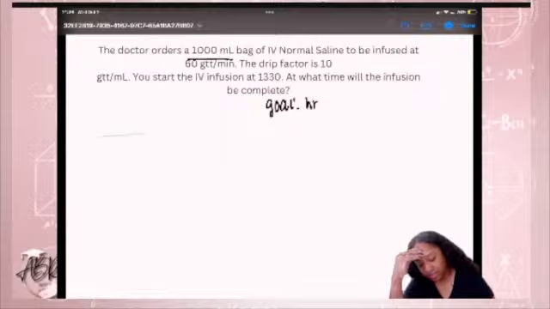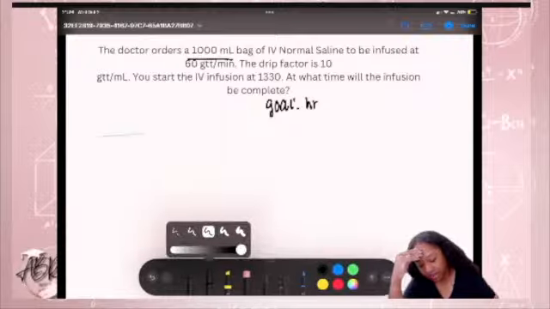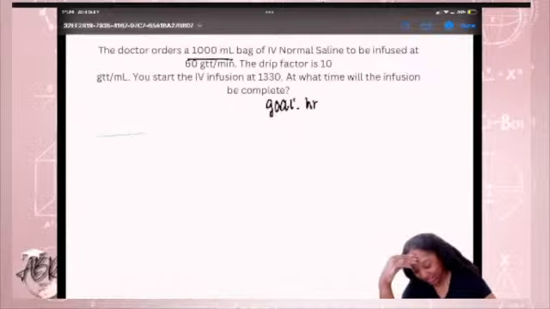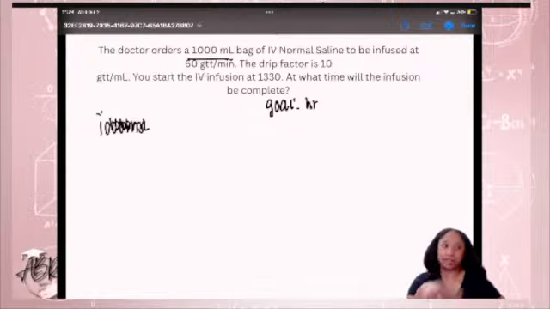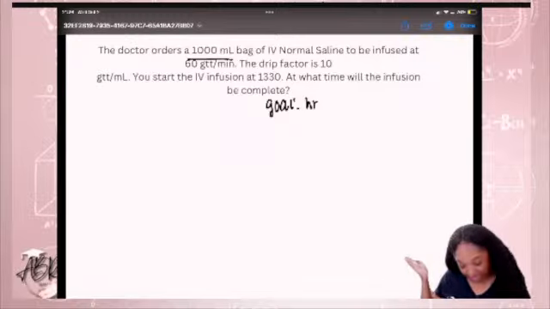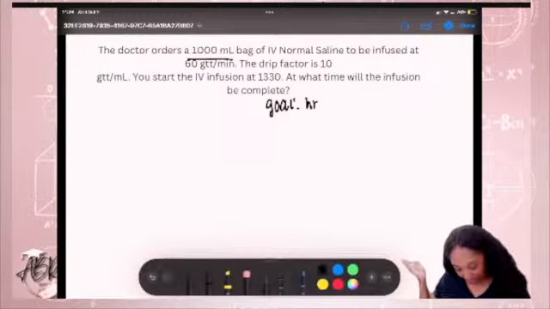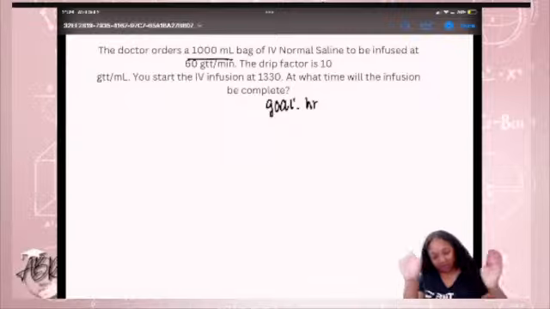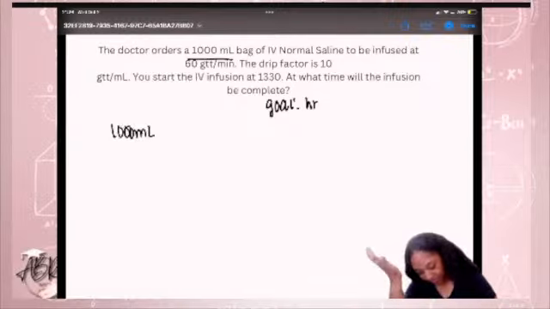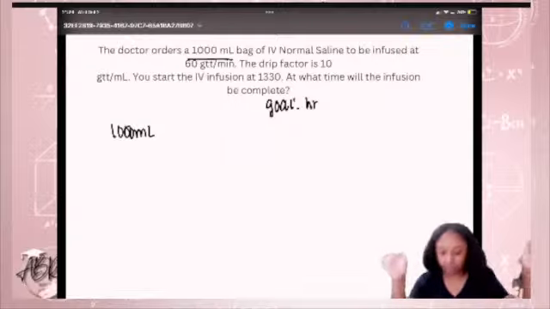Now what the heckity hex is going on here? Y'all seen that? I don't know, man. Maybe it's just a sign that I need to go to bed. You see, I'm not even doing this. Seriously, this is crazy. 1,000 milliliters. Okay, it stayed.